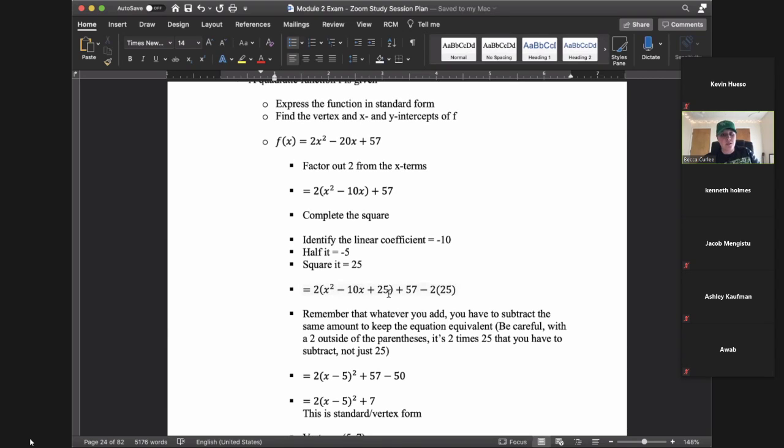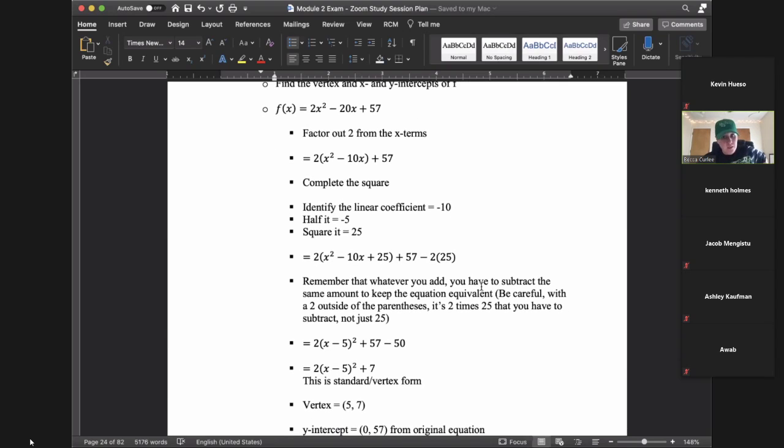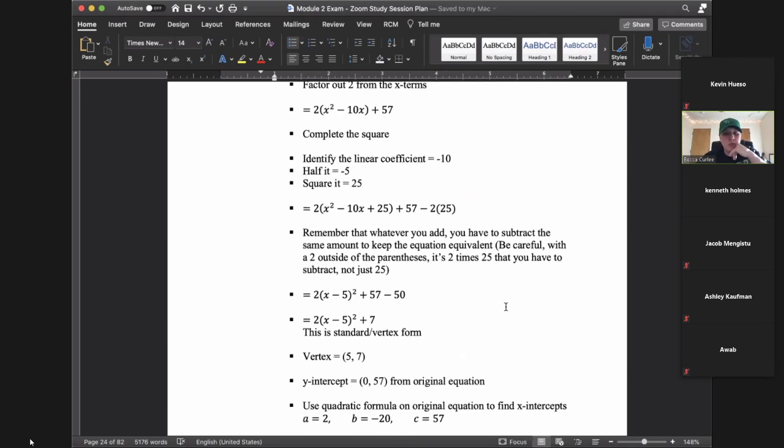Since we added 25, we have to subtract 2 times 25 because we've got that 2 outside here. We have to subtract whatever you add. Remember, whatever you add, you have to subtract the same amount to keep the equation equivalent. And be careful with the 2 outside of the parentheses. It's 2 times 25 that you have to subtract, not just 25. I'm going to sound like a broken record.